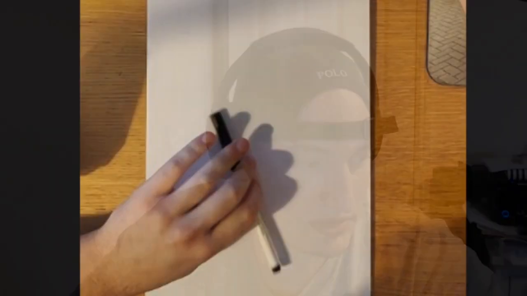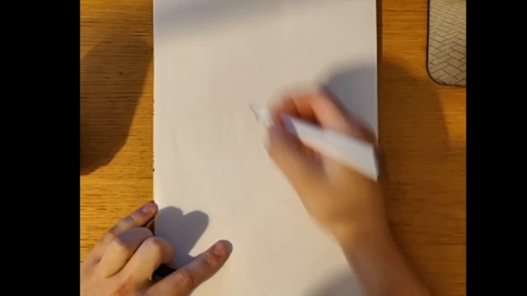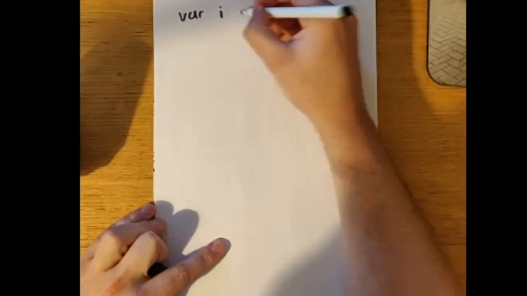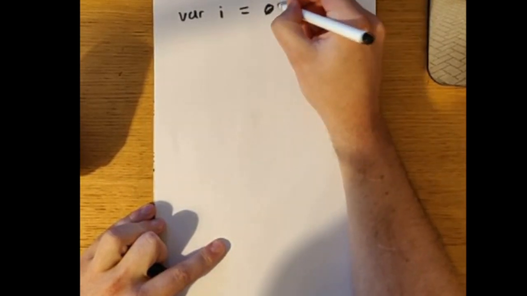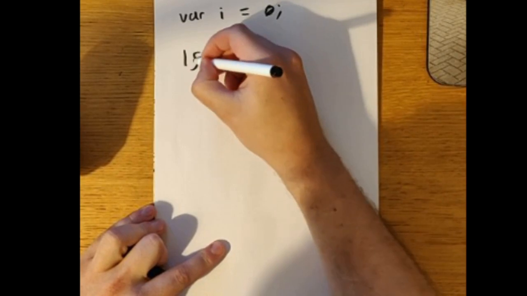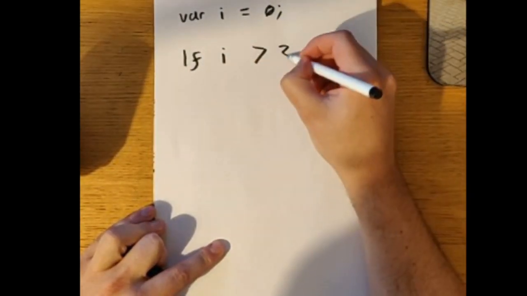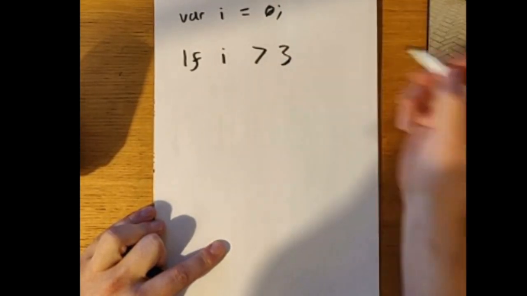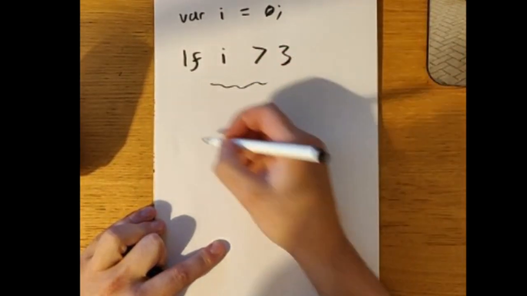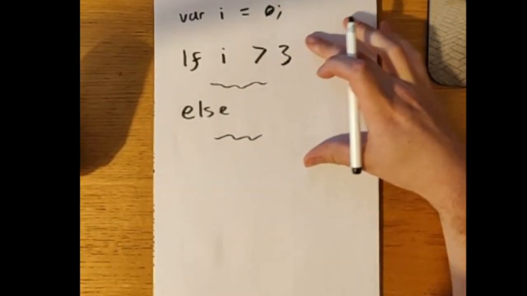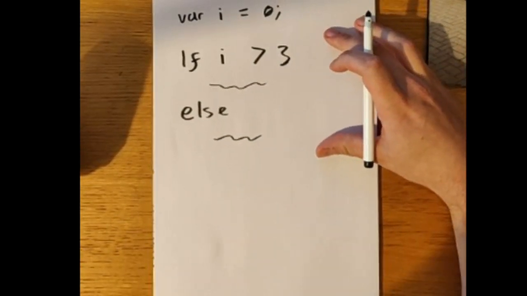If I just switch to my camera, a good example is something like this. I have some variable, let's say i, and I set it to the value 0. Then I do a check: if i is greater than 3, then do this. Otherwise, do this. For this course, that is all you really need to understand from a conceptual standpoint.